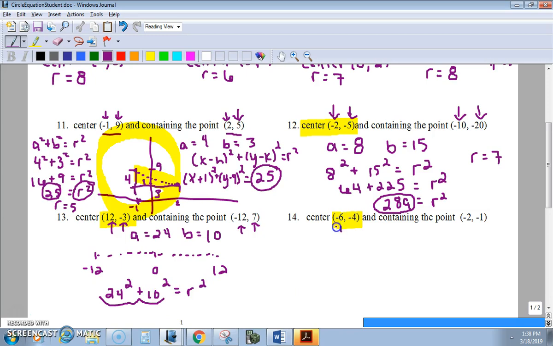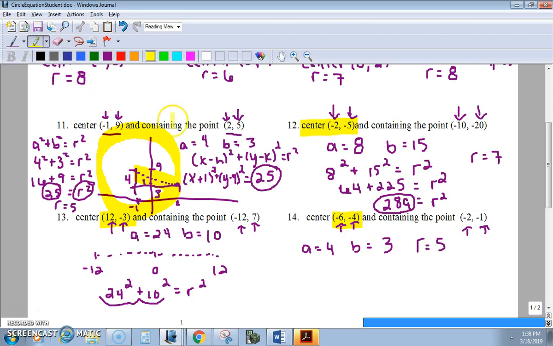Okay, so here, A is going to be how many blocks from negative 6 to negative 2, and that's going to be 4, I think. And B, check me for mistakes, me and my mental math, between negative 4 and negative 1 is 3. Oh, my radius here is going to be 5, you guys. If any of the sides of a right triangle are 3 and 4, then the hypotenuse is 5. Fun trick.